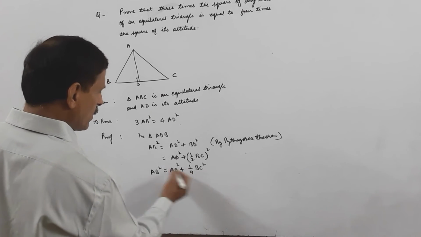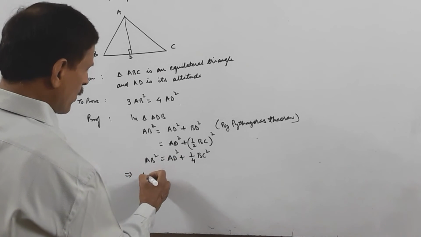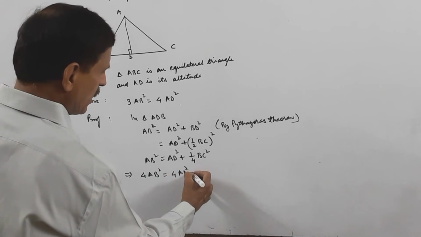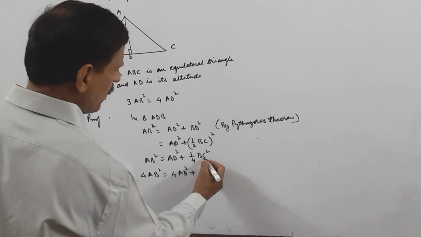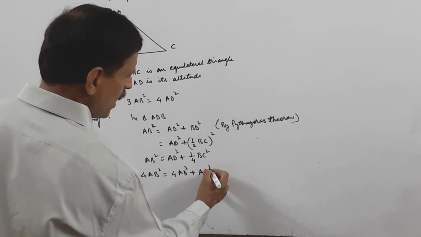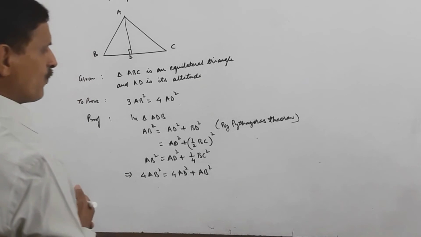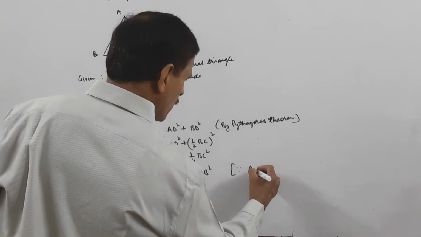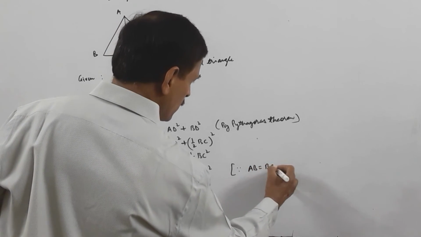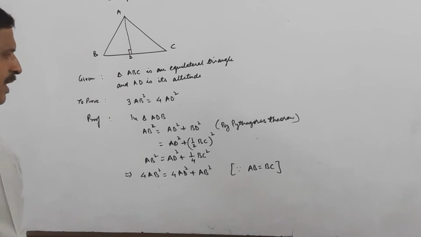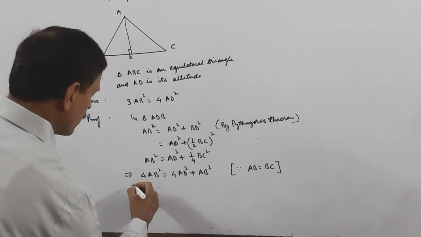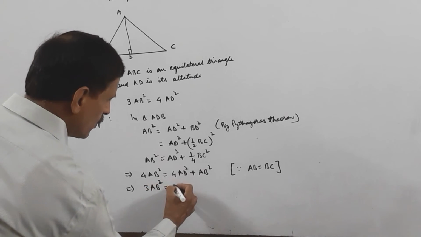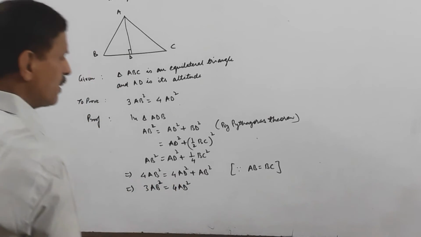multiplying both the sides by 4, it implies 4 times of AB square is equal to 4 times of AD square plus, instead of BC square we can write AB square because all sides of equilateral triangle are equal, because AB is equal to BC in equilateral triangle. It further implies that 3 times of AB square is equal to 4 times of AD square.